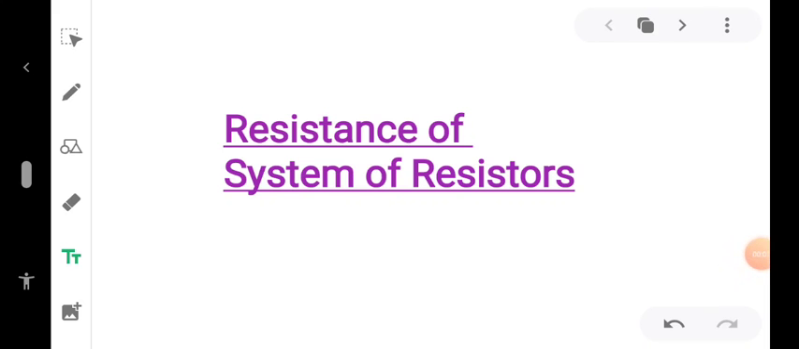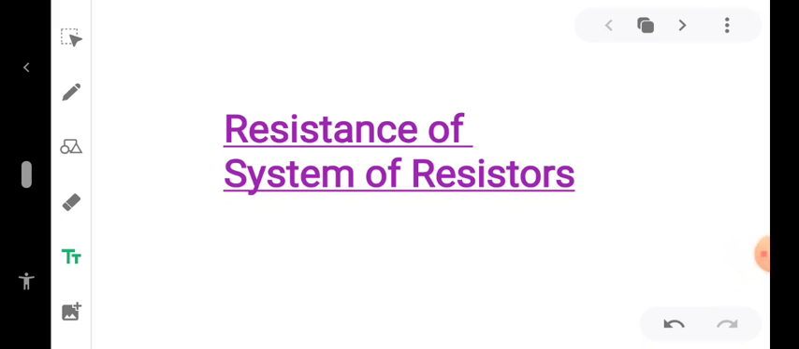Hello students. Today we are going to discuss the concept of resistance of a system of resistors. In the first class itself I told you that resistors can be connected in different manners. Those types of manners in which the resistors can be connected will be dealt with later. This is what I said in the very first class.